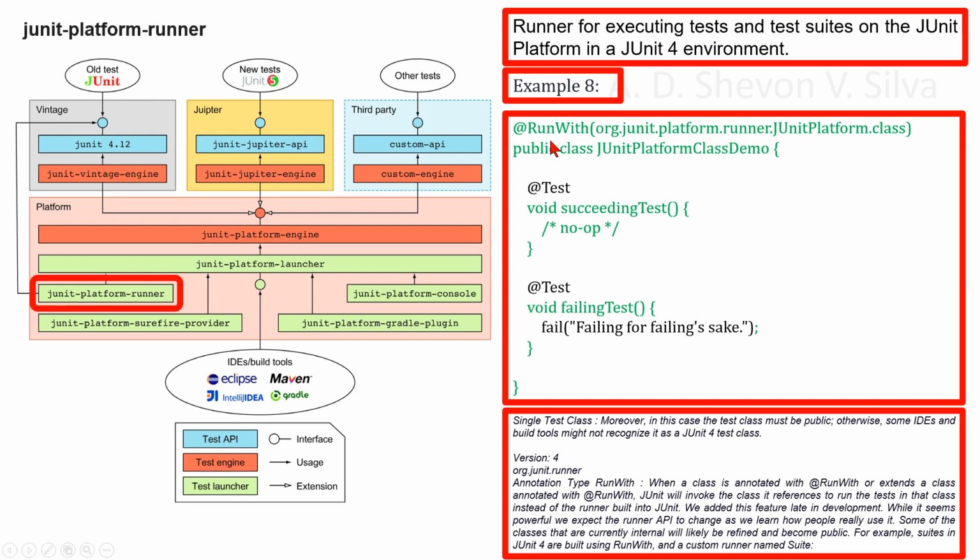One way to use the JUnit platform runner is to annotate the test class with @RunWith and then JUnitPlatform.class directly. Please note that the test methods in this example are annotated with org.junit.jupiter.api.Test from JUnit Jupiter, not org.junit.Test from JUnit 4. Moreover, in this case, the test class must be public. Otherwise, some IDEs and build tools might not recognize it as a JUnit 4 test class.